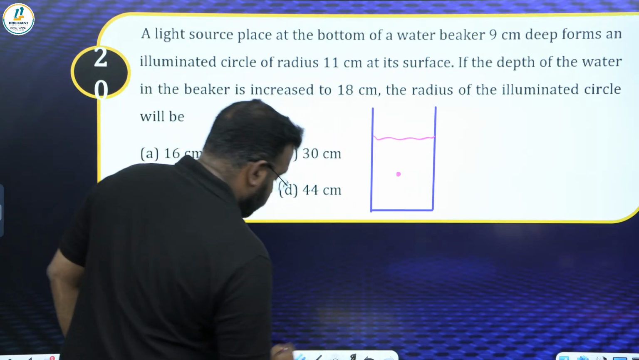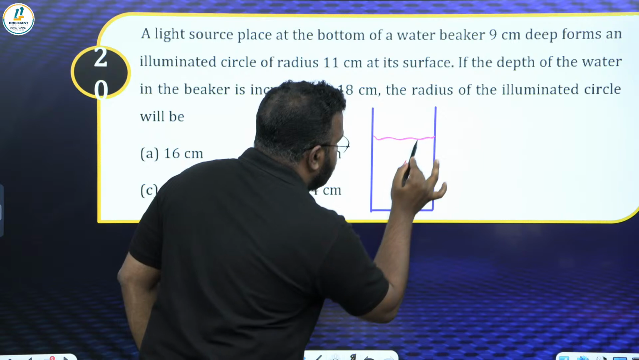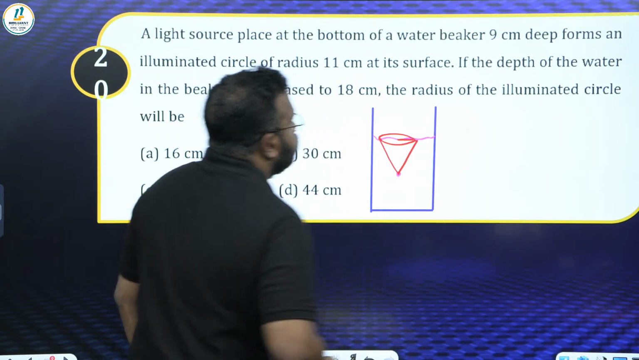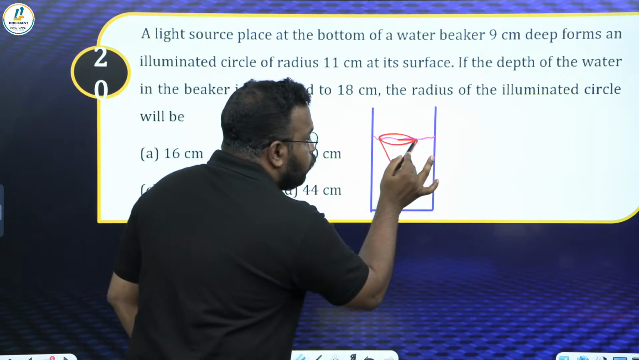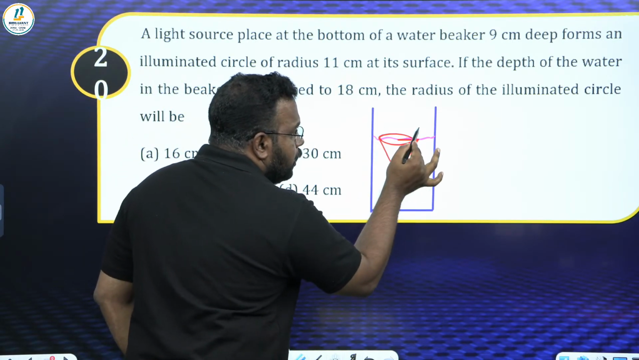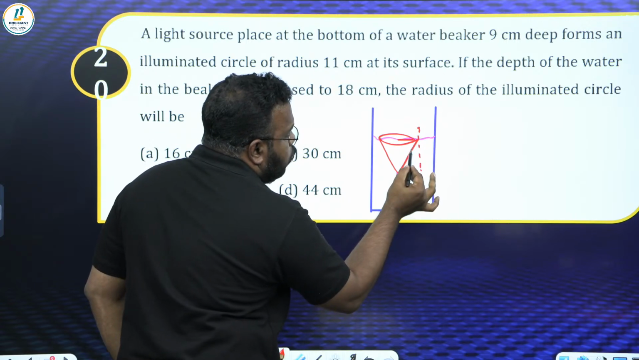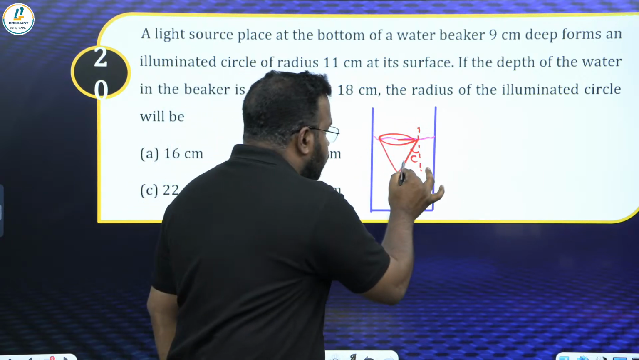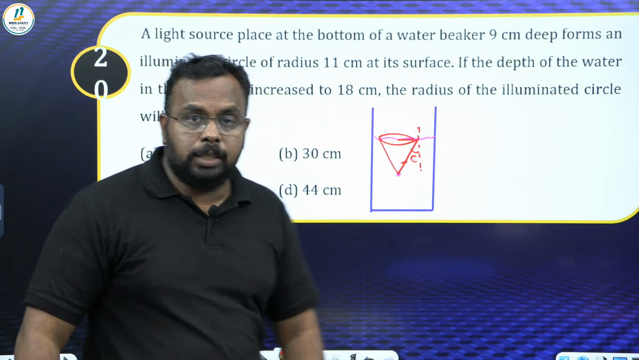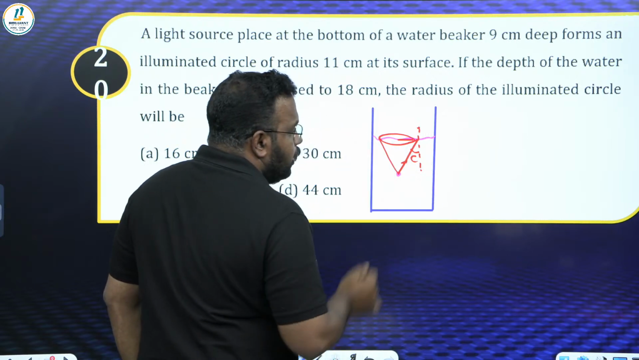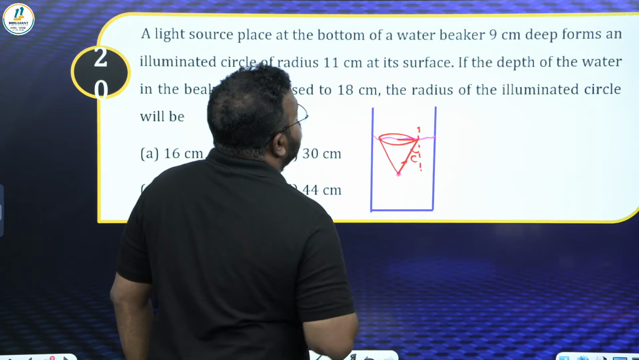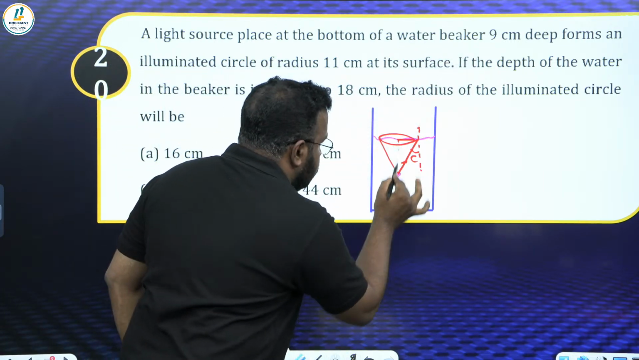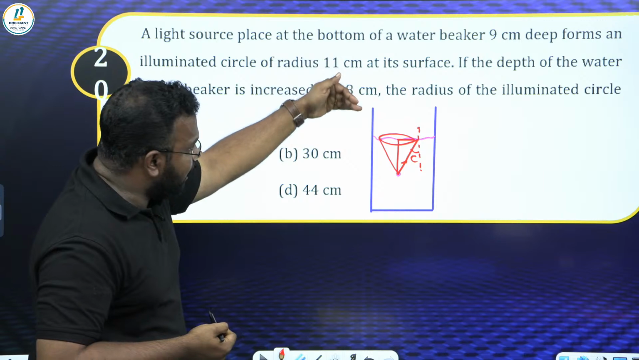Illuminated circle of radius 11 cm on its surface. That means light will be going like this, light will be going like this. This is a circle. Its radius is given as 11 centimeter. Why is there a limit for the light to make a circle? Because the maximum angle up to which the light can go here is the critical angle. After that it cannot go. If the angle of incidence goes beyond the critical angle, the ray will undergo TIR, it will come back. So this radius is given as 11 centimeter. Initially the depth is 9, and when you make it 18, what will be the radius?